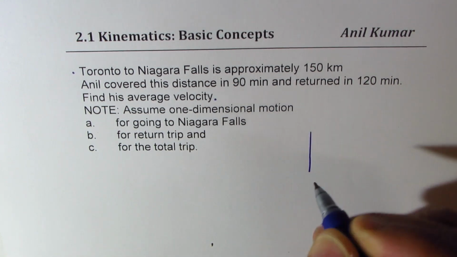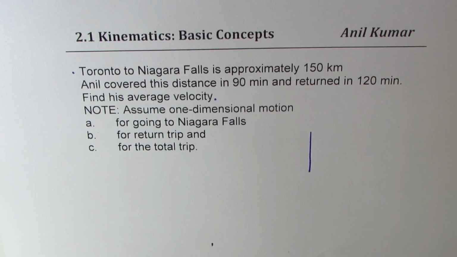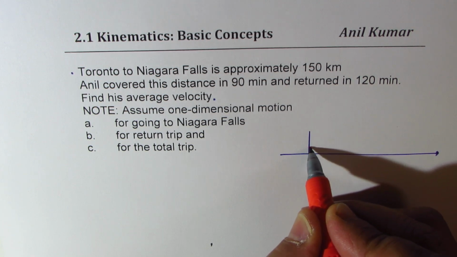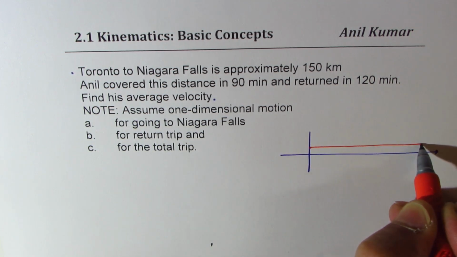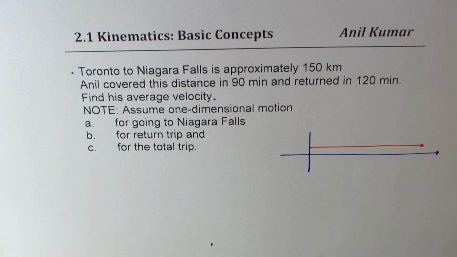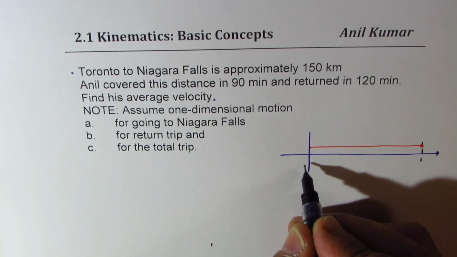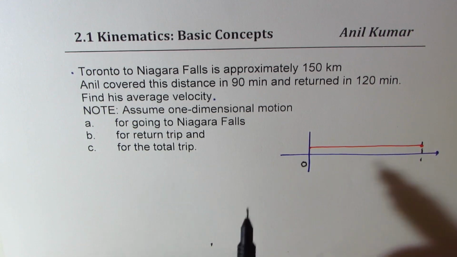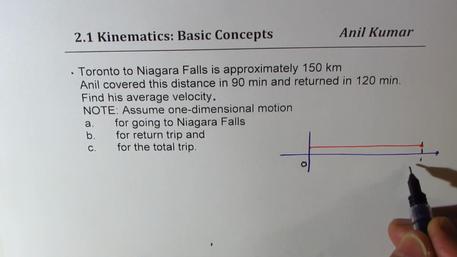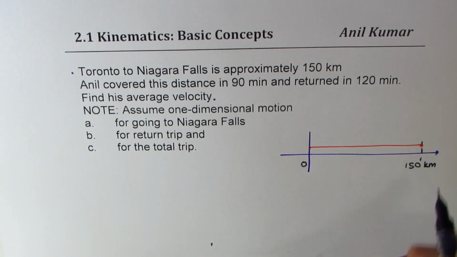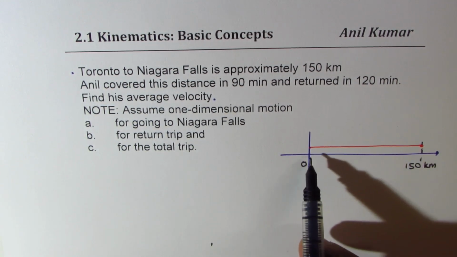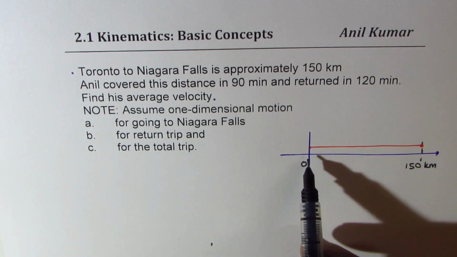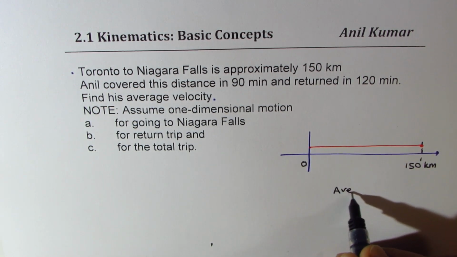So let me first sketch this one-dimensional motion here. So it is along this path, do you see? We have aligned the path along the motion. So think like this, that the movement is from Toronto to Niagara Falls. And the total distance is, we'll say this as 0, initial point, and the final point is 150 kilometers. We are not getting into details, but we're talking about overall. So whenever we say overall, we are talking about average.